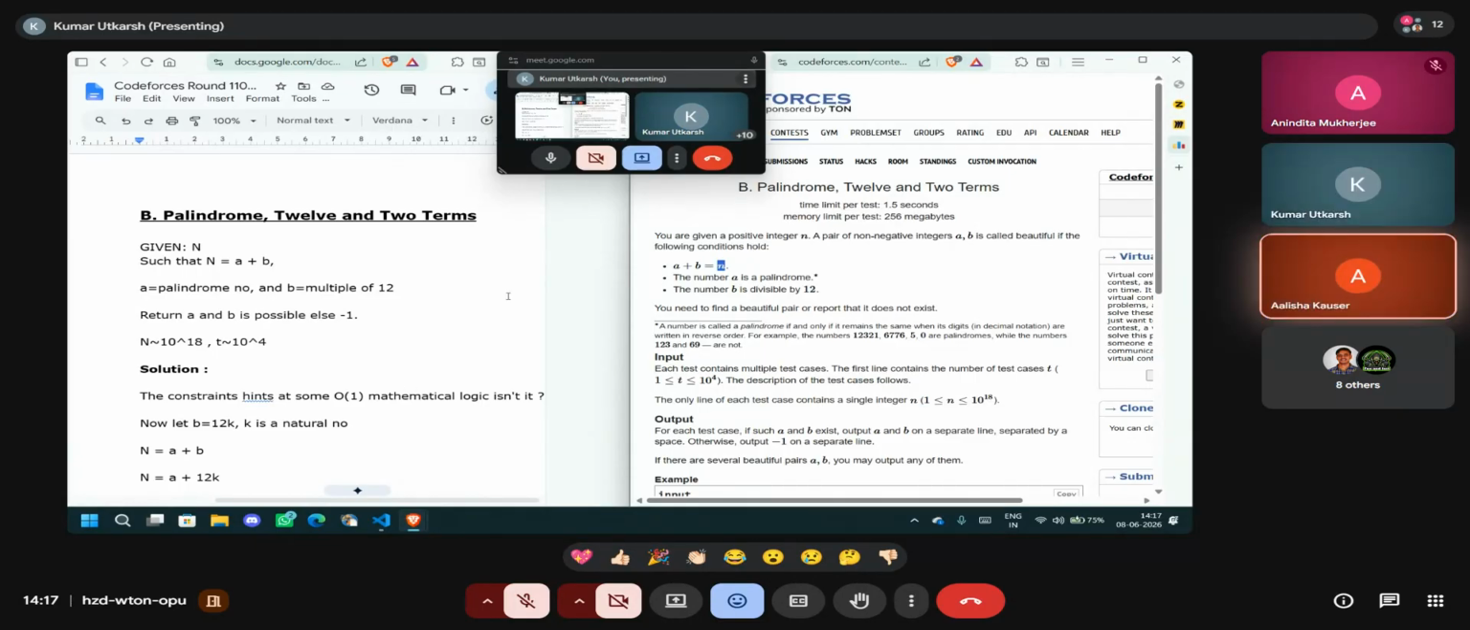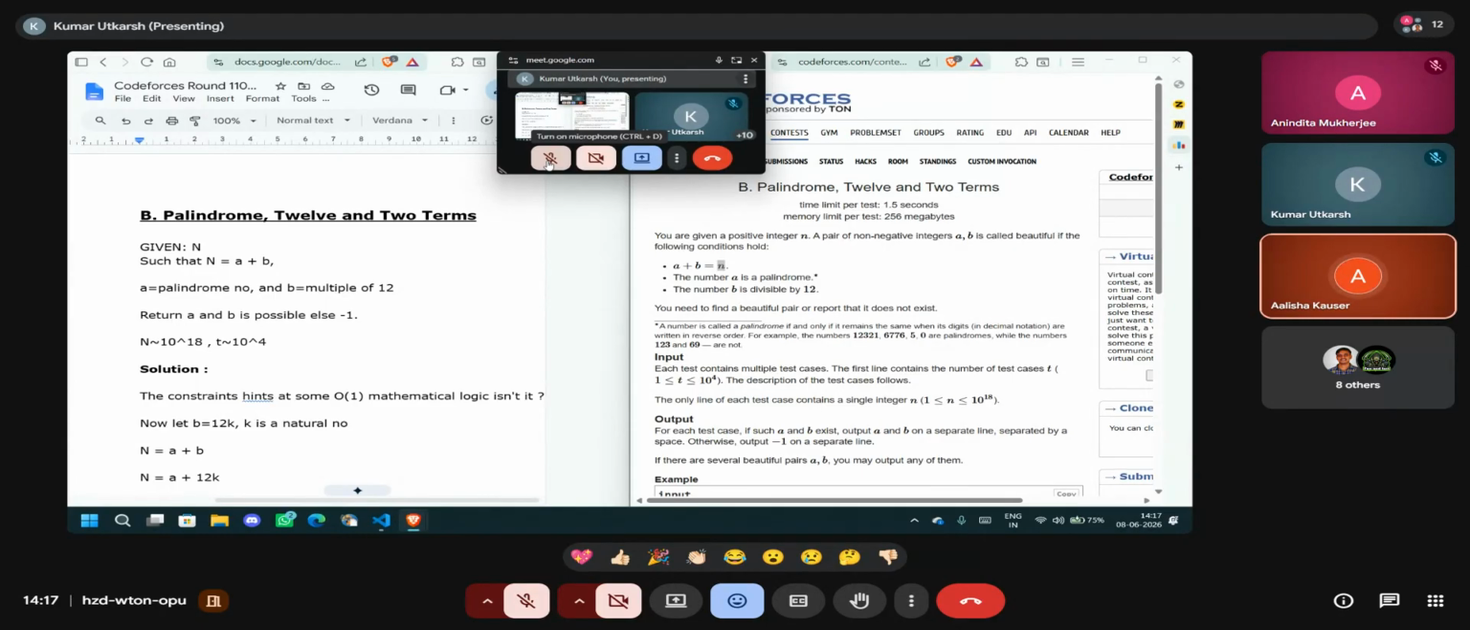At first, I ran the loop from i equals 0 to some around 1 lakh, and checked in each iteration if n minus 12 times i is a palindrome or not. If yes, then output x and y. It was actually a brute force approach. It passed the first, second, third inputs, and for the last two, this failed.